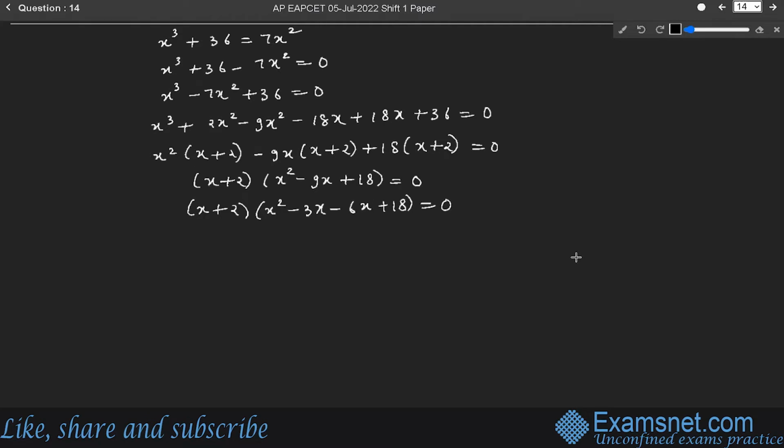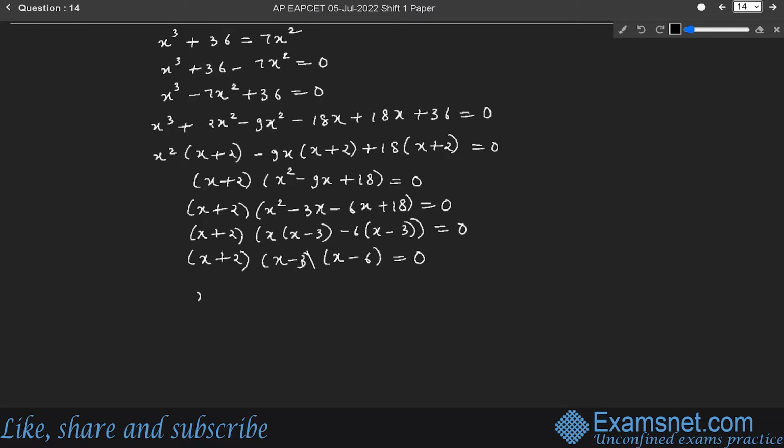Now, again, we have to factor this term. So it will be x plus 2 into x minus 3. See, when we take x common, the remaining terms will be x minus 3. From the next two terms, if we take minus 6 common, then the remaining term will be x minus 3. It is equal to 0. x plus 2, here x minus 3 is common and remaining factor is x minus 6 is equal to 0.